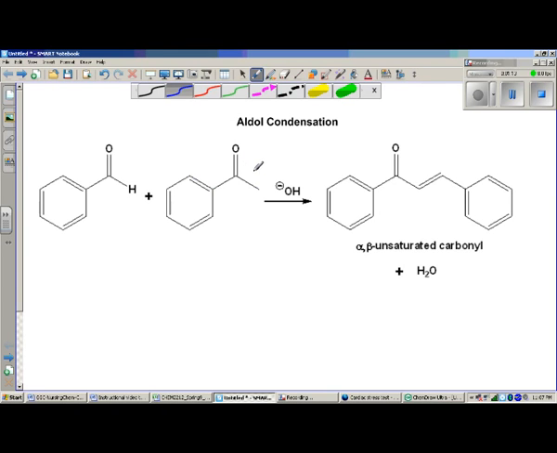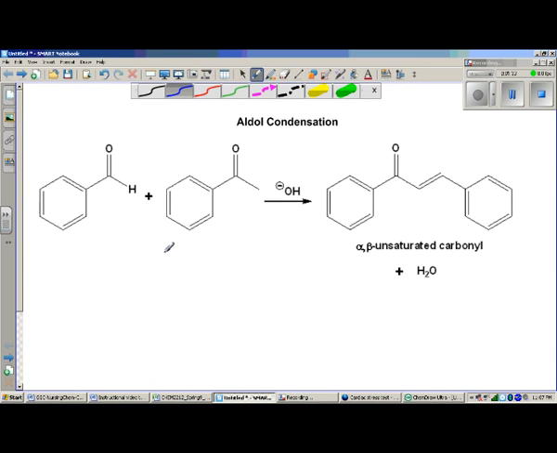The thing I want you guys to take a look at is the OH minus here, which does exactly the same job it did in the aldol reaction video. It does the same thing here. It attacks an acidic alpha hydrogen, forms an enolate, which then goes and reacts with another molecule of carbonyl. The difference here is we have two different carbonyls.